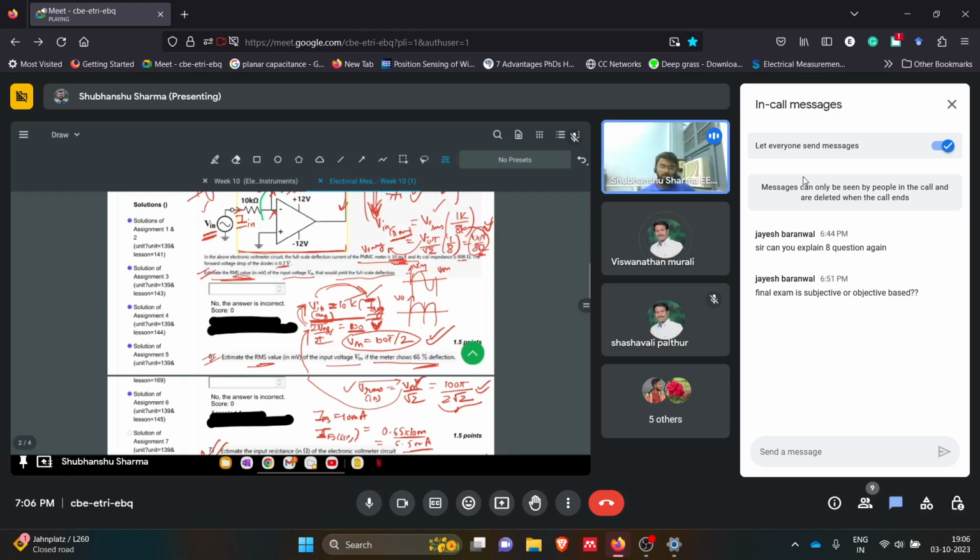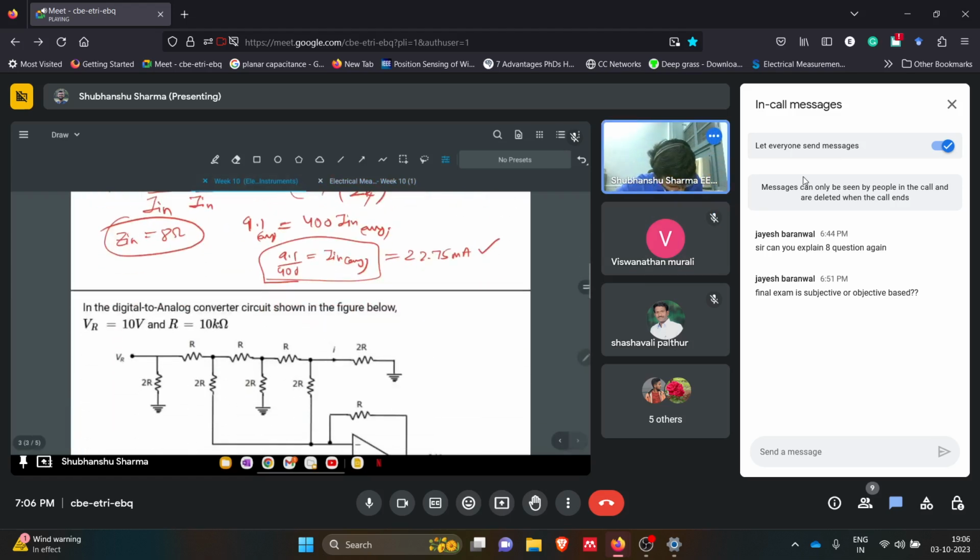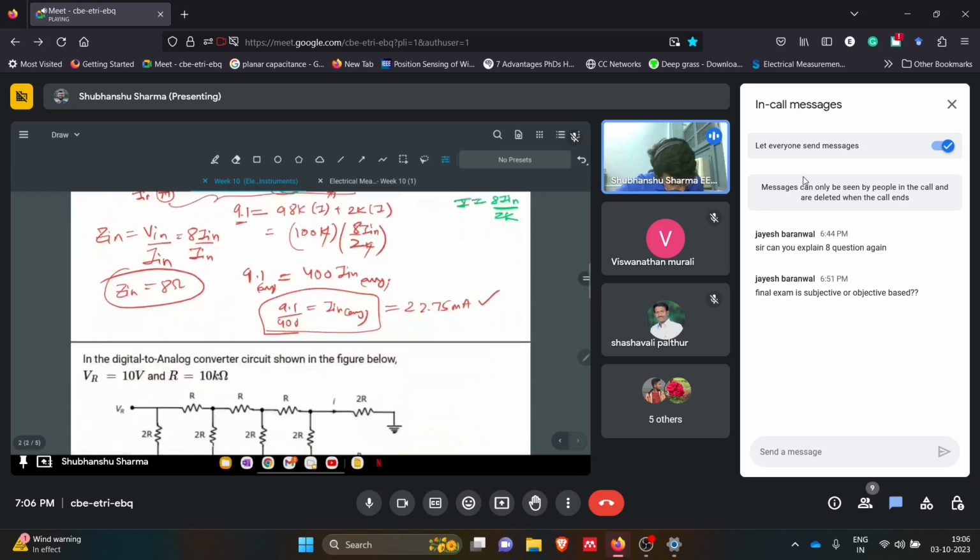Sir, in op amp, the offset voltage, sir, in that session you discussed R1 parallel with R2 connected to the non-inverting terminal. Here, if some other value we put, how will it remove that offset voltage, sir? So you are saying, wait, I'll add one quick.